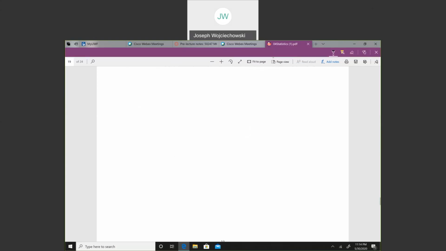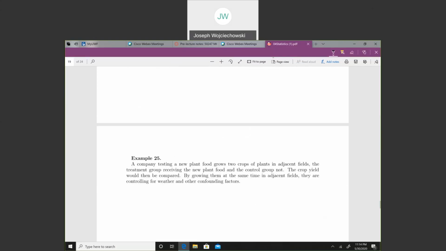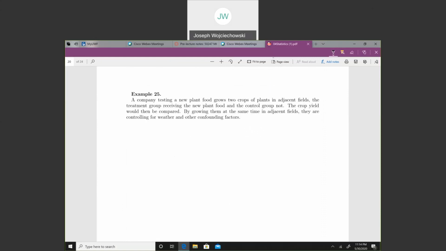A company testing a new plant food grows 2 crops of plants in adjacent fields, the treatment group receiving the new plant food and the control group not. The crop yield would then be compared. By growing them at the same time in adjacent fields, they are controlling for weather and other confounding factors.